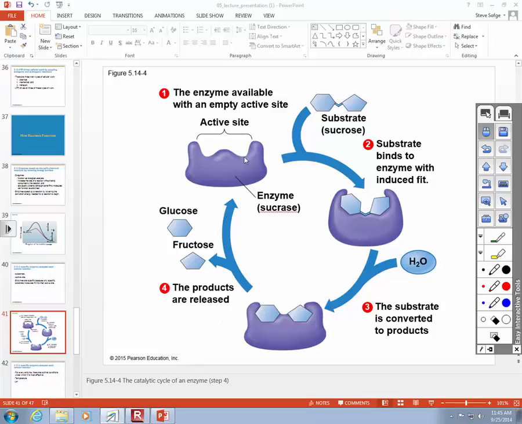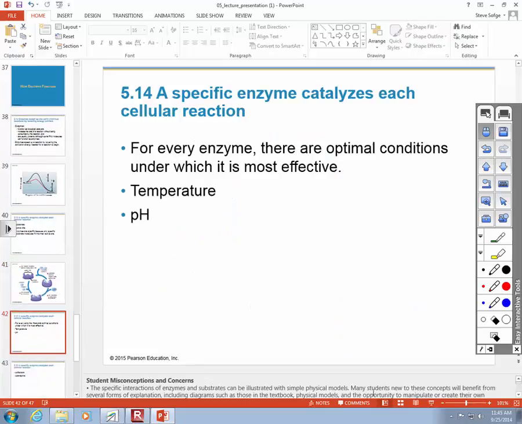And then, of course, you release the enzyme. It can be reused to a point. Obviously, it will wear out, and you won't be able to use it forever. You have to make more of them. Okay, so there are optimal conditions under which that enzyme works. We dealt with that yesterday in lab. They work at specific pHs.